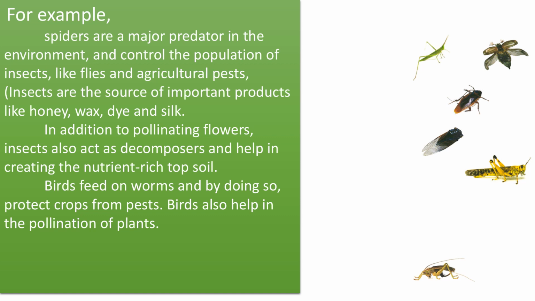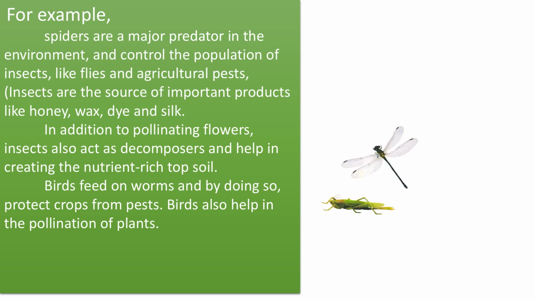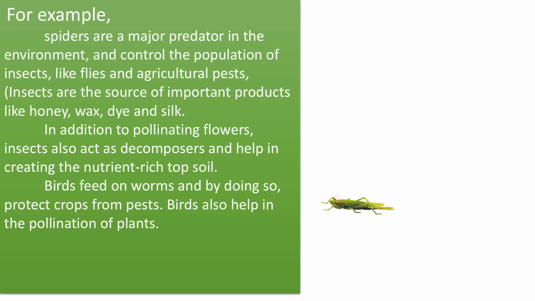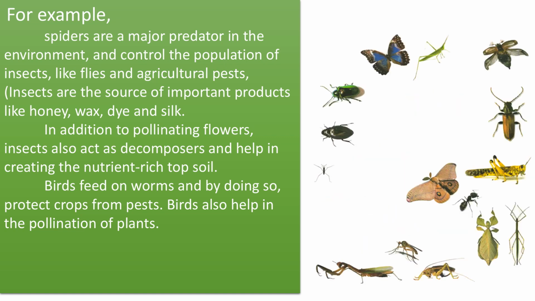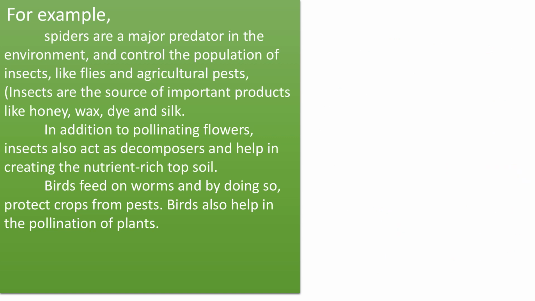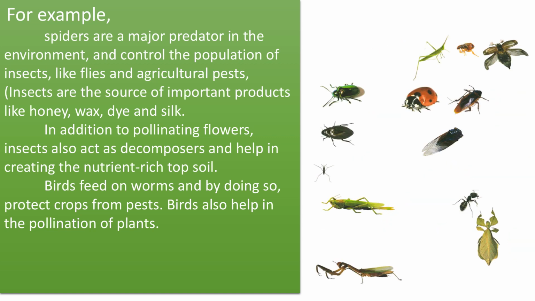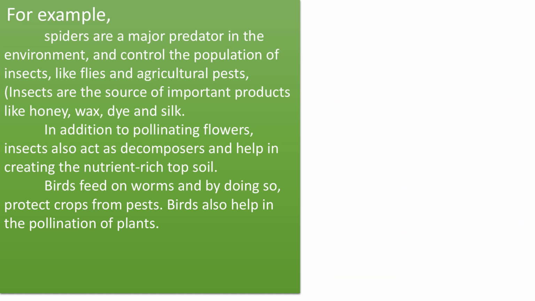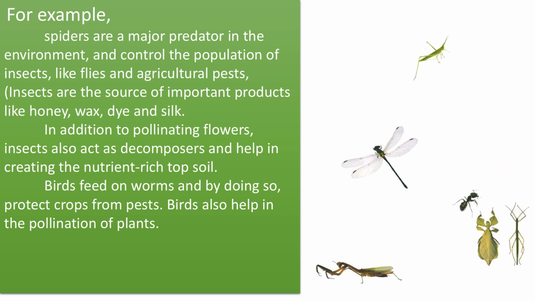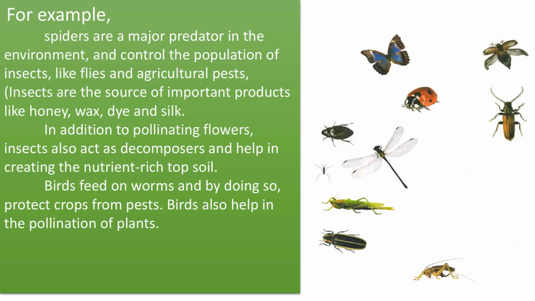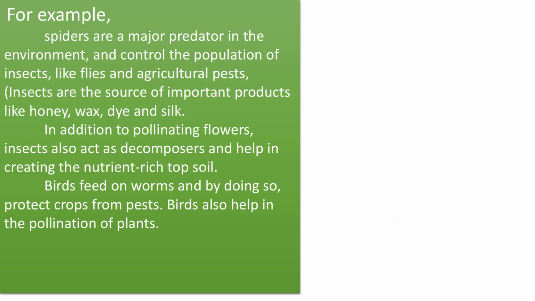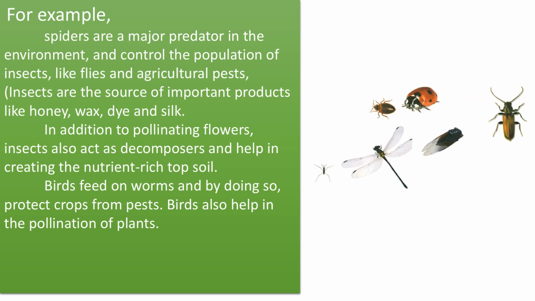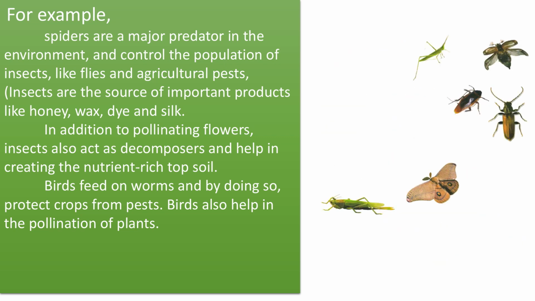For example, spiders are a major predator in the environment and control the population of insects like flies and agricultural pests. Insects are the source of important products like honey, wax, dye and silk. In addition to pollinating flowers, insects also act as decomposers and help in creating nutrition-rich topsoil. Birds feed on worms and by doing so, protect crops from pests. Birds also help in the pollination of plants. Is it clear?